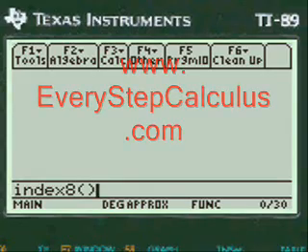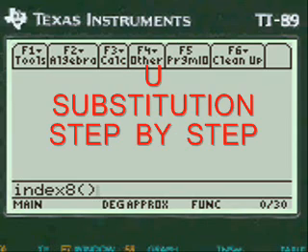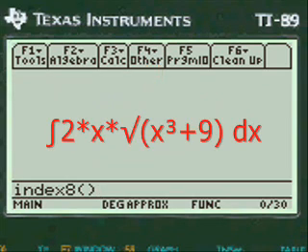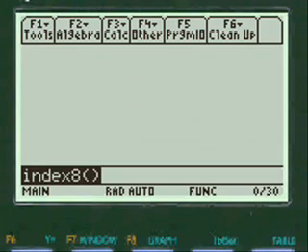This is a video solving a U substitution problem step by step, and also demonstrating how my downloadable programs work in your TI-89 Titanium calculator and other TI calculators for calculus and physics problems.